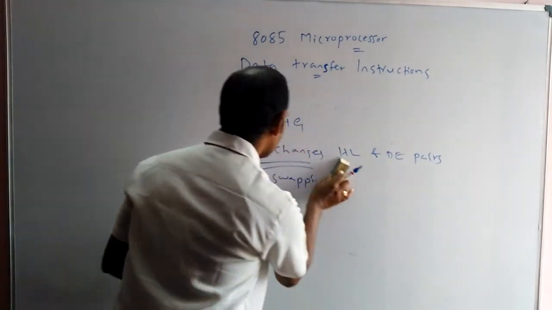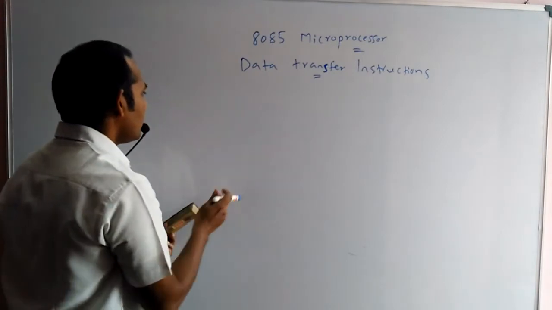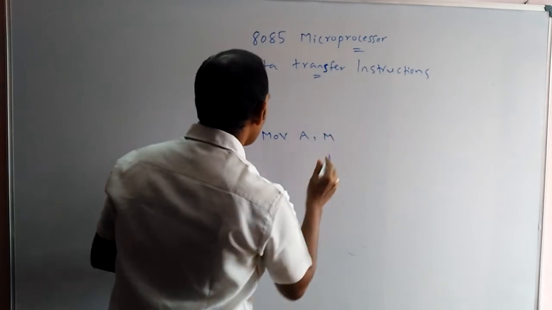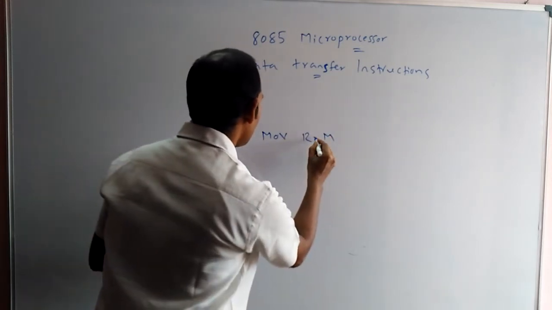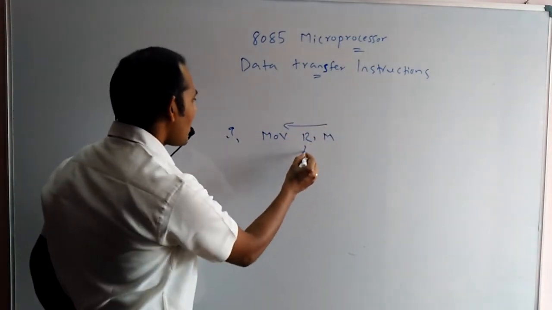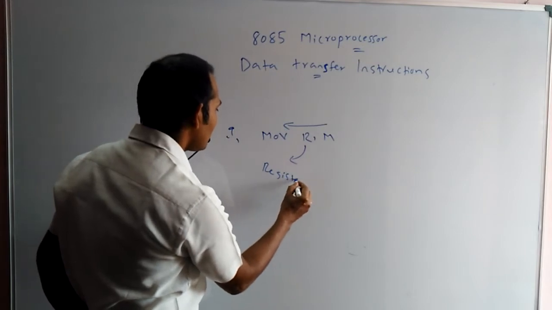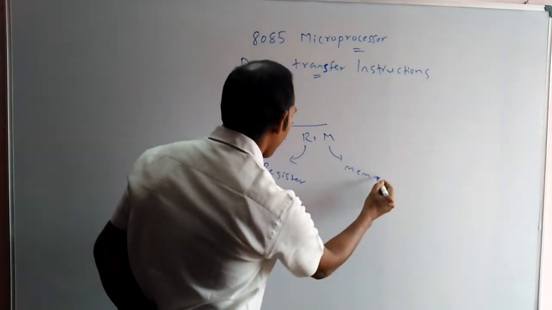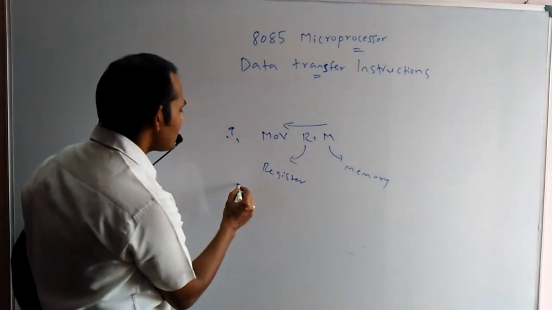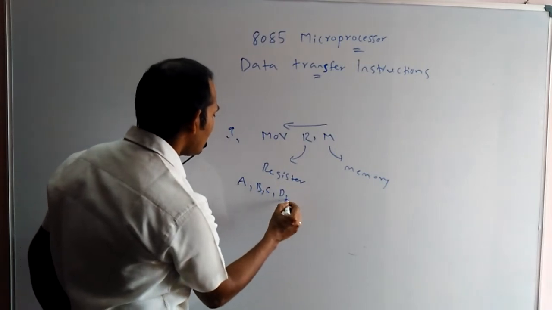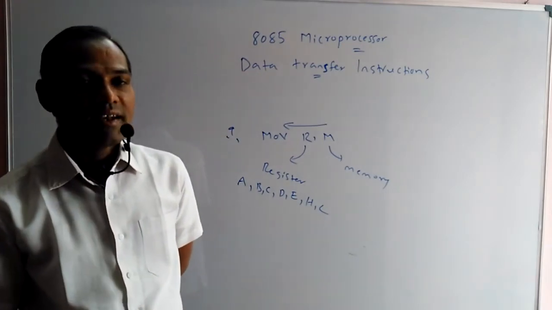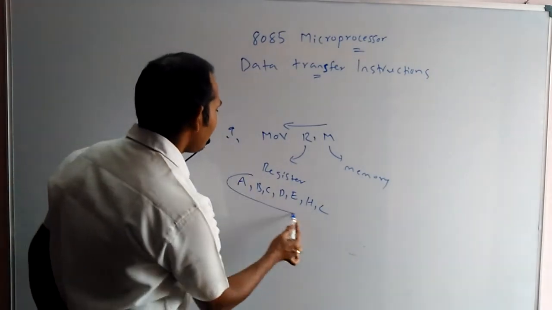Next one is MOV R, M. Sorry, it's not A. Some register, comma, M. Always the data flow will be like this. Here R means register, M means memory. So memory to register transfer. Here register means it is either A, B, C, D, E, H or L. I have already explained this part. Whenever R is there in any instruction, you can use one of these seven registers.